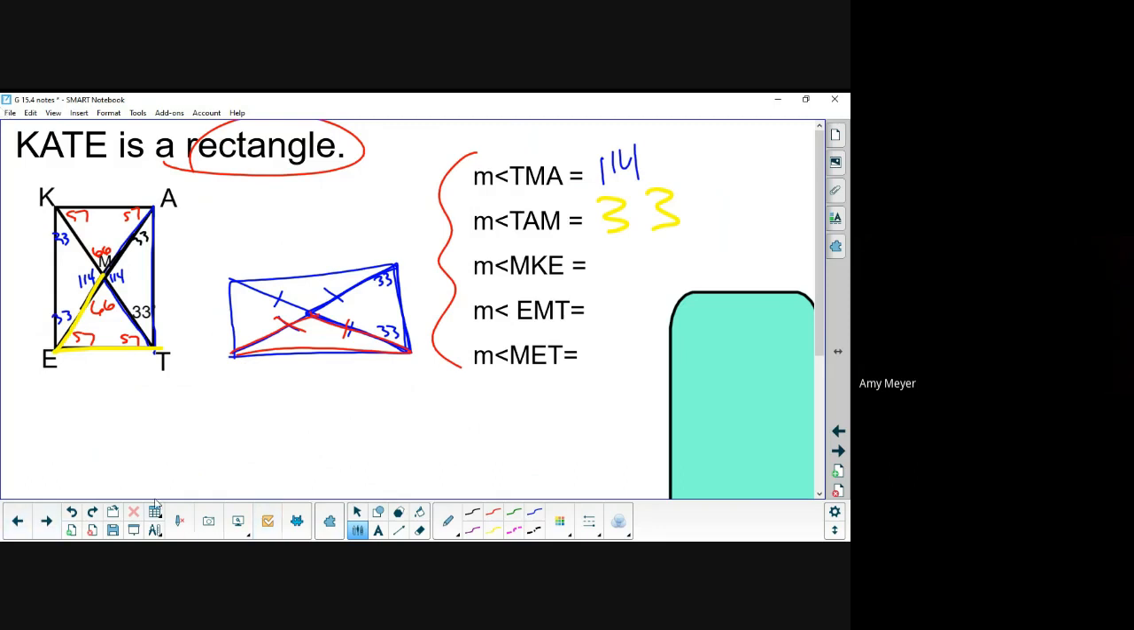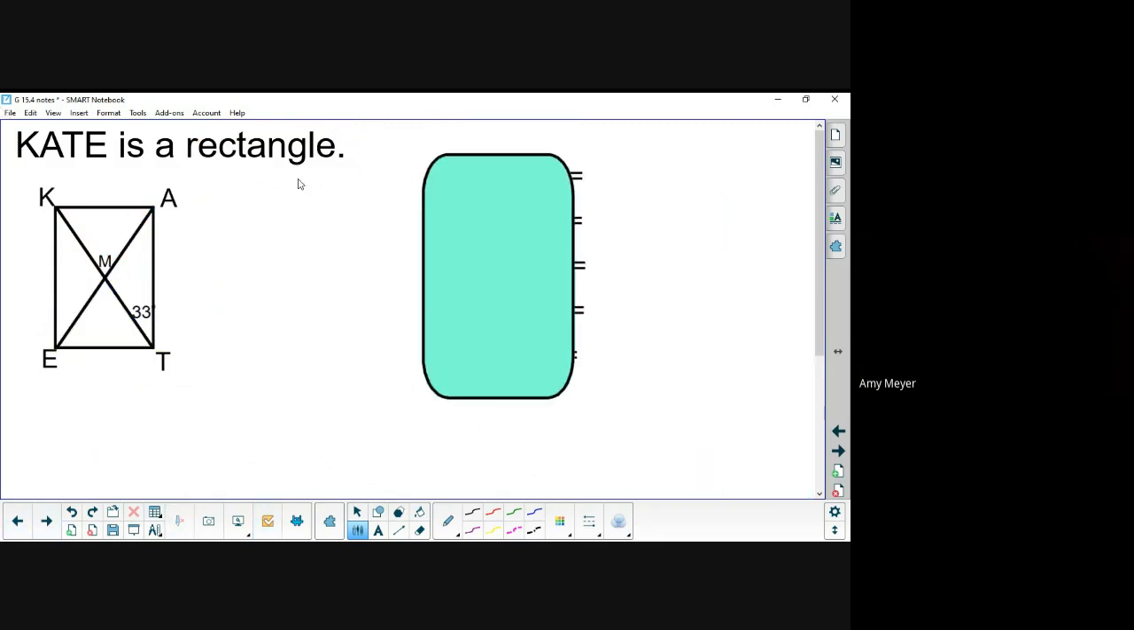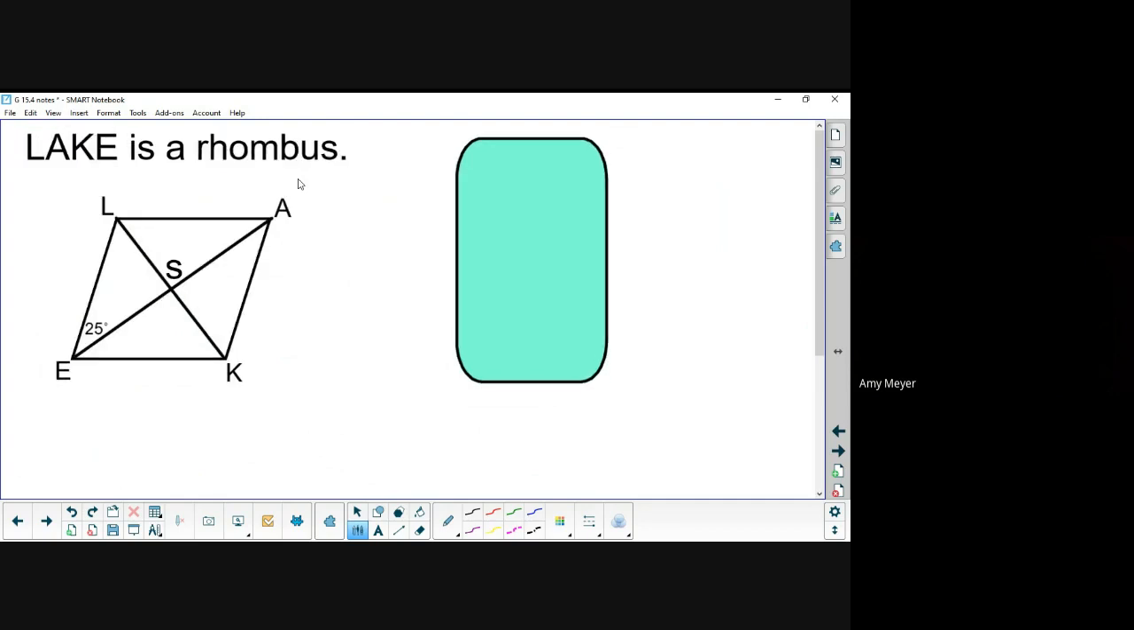All right, let's try this one. If you would add this one, and make sure you label what it's called, a rhombus. Hopefully you have space there where you're working already.